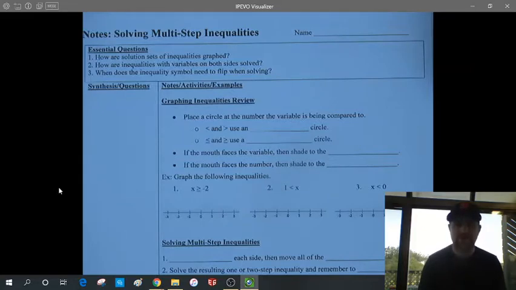But this week, to finish things off, multi-step inequalities. So reminding ourselves about inequalities and how those are different than equations, and then how we graph the solution. So starting off with graphing inequalities and reviewing that.